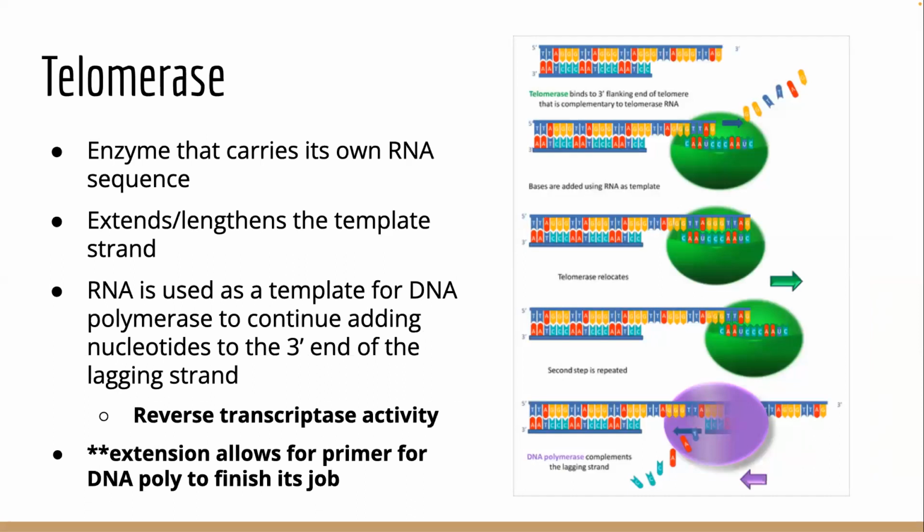And then telomerase is an enzyme that carries its own RNA sequence. It extends and lengthens the template strand. The RNA is used as a template for the DNA polymerase to come in and continue adding nucleotides to the 3' end of the lagging strand. And telomerase has reverse transcriptase activity. And this extension is what allows for the primer. It acts as a primer for DNA polymerase to finish its job.